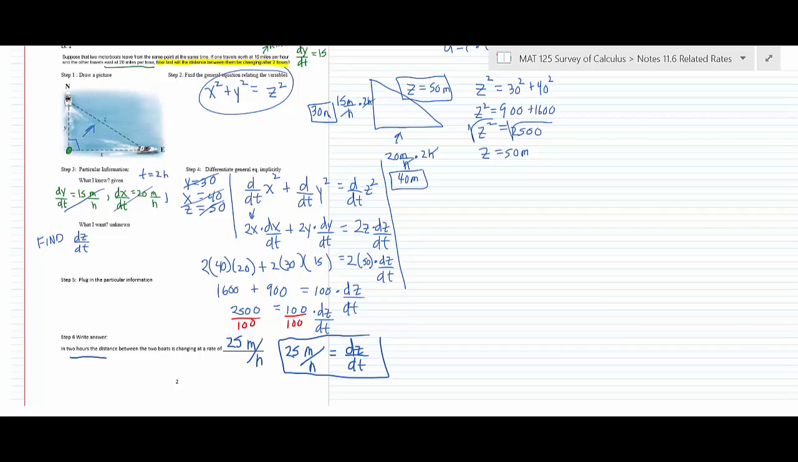This is oftentimes a real hard thing for students to learn. Even in my other Calc 1 class for science majors, it's a real challenging area. What do you think?